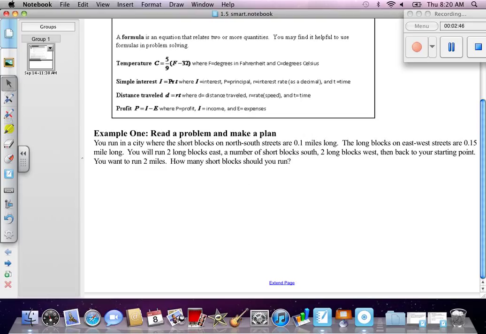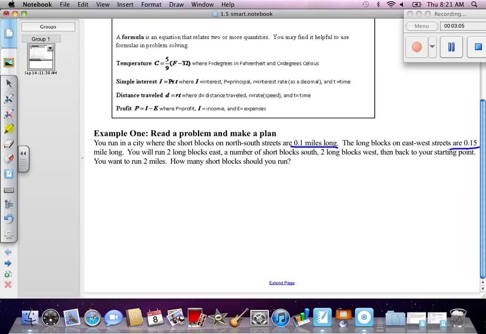My first thought when I read this is, I don't see the picture in my head. What are we talking about? So what I'm going to do is kind of draw a picture. Okay. So you're running on a city street. You're running north to south, blocks are 0.1 miles long. So I have to remember this. And the long blocks are 0.15.